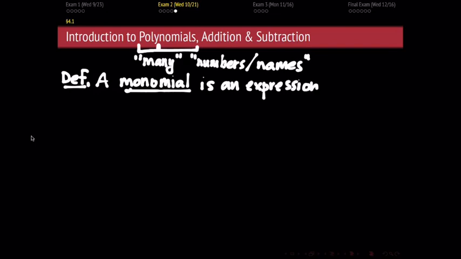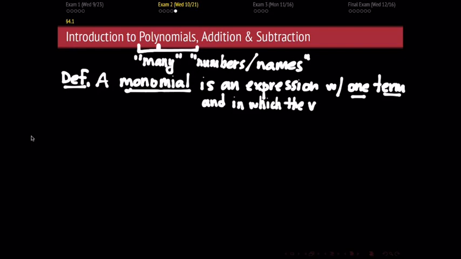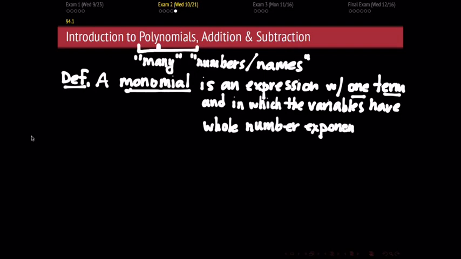So remember we talked about terms and factors before. So here I'm using the word term very specifically. So it's an expression that has only one term. And we have one more stipulation for what makes a monomial. And it's that any variable that appears in this term has to have a whole number exponent. So I'm trying to be real specific here about what's going to count as a monomial and what's not. Whole number exponents. So give me an example of something which would be a monomial.